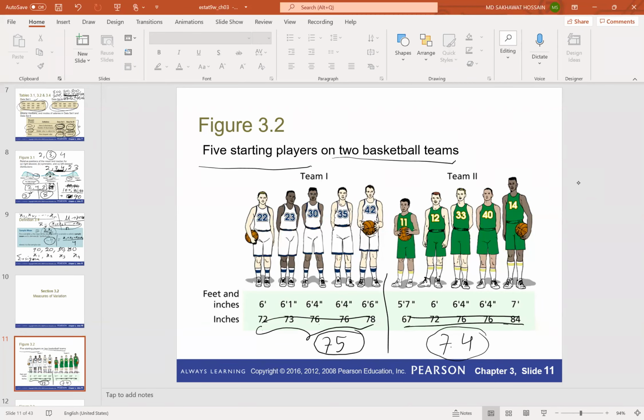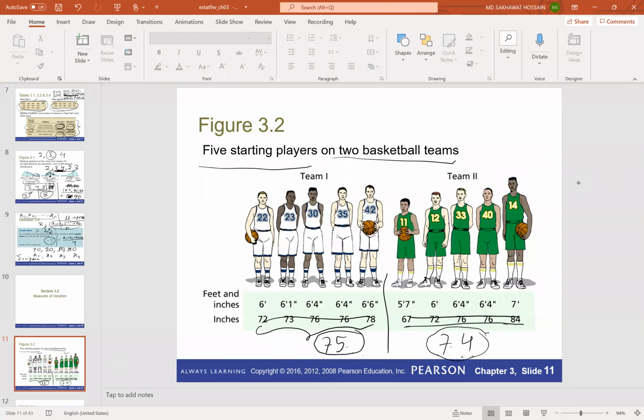But if you look at the actual data, the height of the tallest player is 84, and he is in the second team, but the average height of the second team is smaller than the average height of the first team. So the tallest player is in the second team. That means the average is not giving us the complete information about the data set. So to get the complete information, you need to find some other measures.